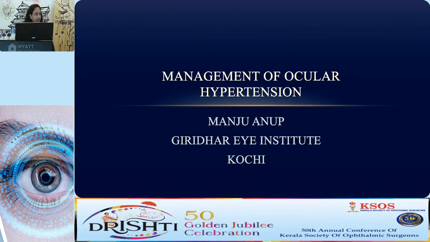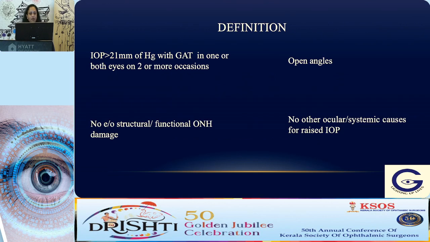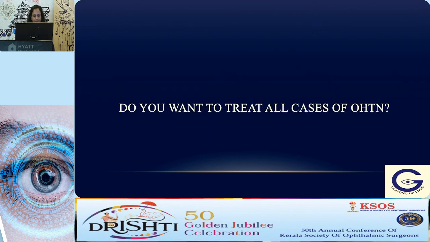So I'll be talking on the management of ocular hypertension. Ocular hypertension is defined as intraocular pressure more than 21 millimeters of mercury with Goldmann applanation tonometry in one or both eyes on two or more occasions with open angles, no evidence of structural or functional optic nerve head damage, and no other ocular or systemic causes for raised intraocular pressure.